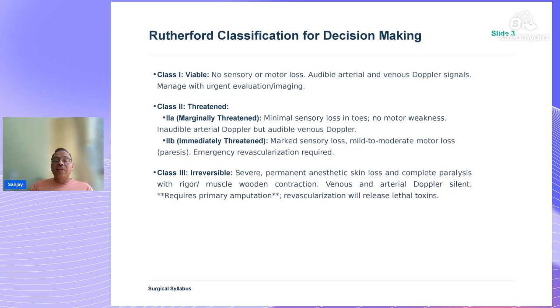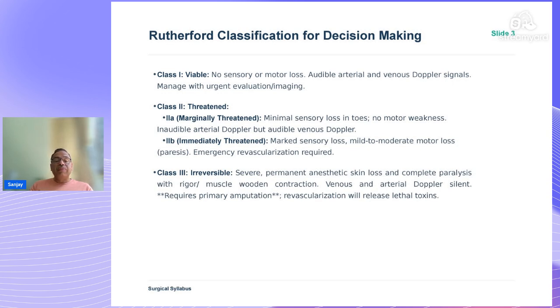Whereas in 2B, which is the immediately threatened limb, there is marked sensory loss, but again, very mild to moderate motor loss. There may be paresis, and this is because it's a threatened limb. Here there would be inaudible arterial Doppler and a very weak venous Doppler. This patient requires emergency revascularization within a specified time frame of 6 hours. Otherwise, this patient can lose the limb.